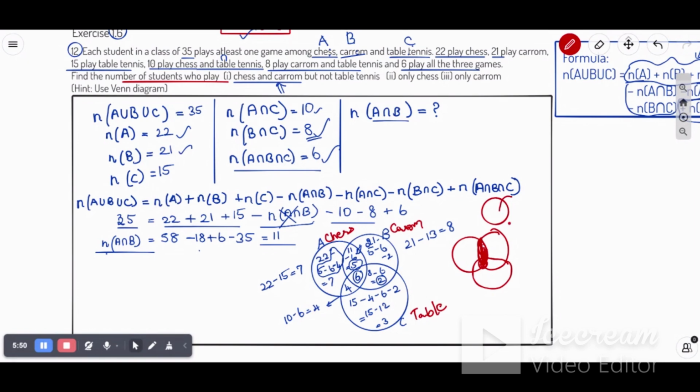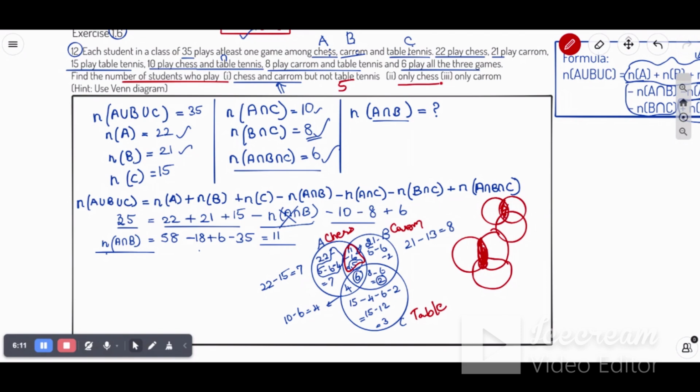So let's try it again. Chess and carrom means you have to take these two. But the third circle is also coming into picture. So where does the third circle make the shaded part? Over here. So you have to take only this area, which means 5 is your answer. So this is your chess and carrom, but not table tennis. So the answer for this is 5.